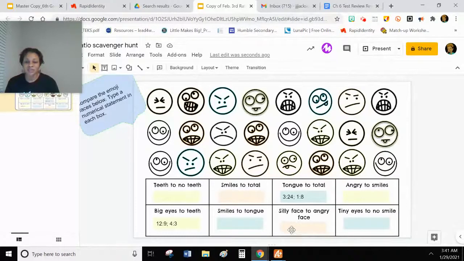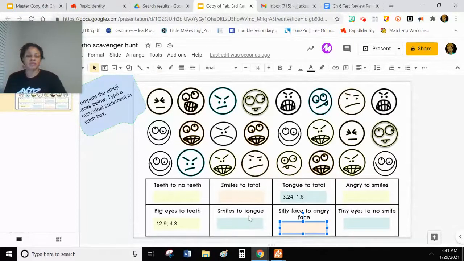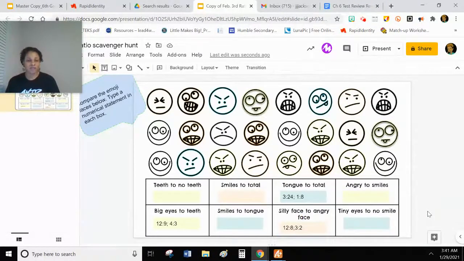So when I counted silly faces to angry faces, I counted a total of 12 silly faces to 8 angry faces. Okay? And I see that 12 and 8 have a GCF of 4. So I simplified my ratio and it became 3 to 2. 3 to 2. So for every 3 silly faces, there were 2 angry faces. So I hope that now you understand what a ratio is, how to write the ratio, how to compare the ratio. So let's go practice.